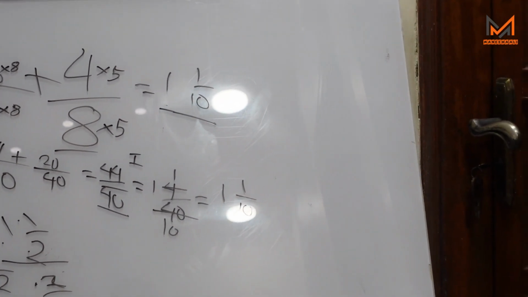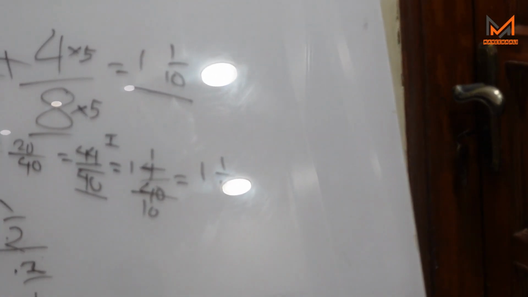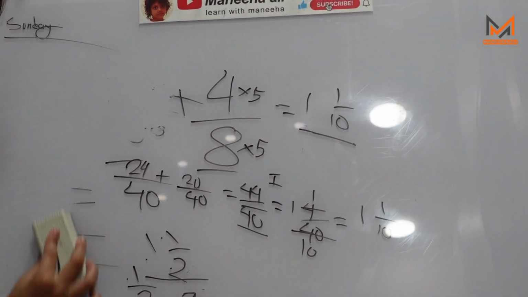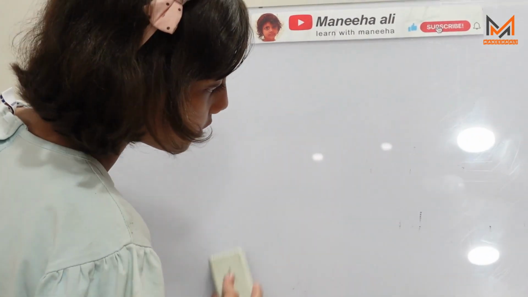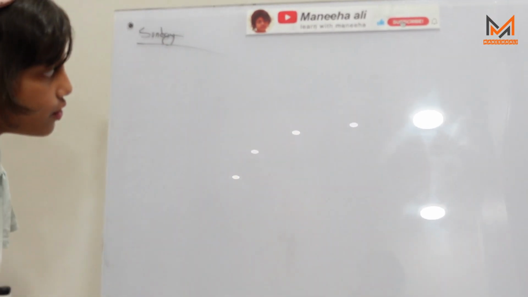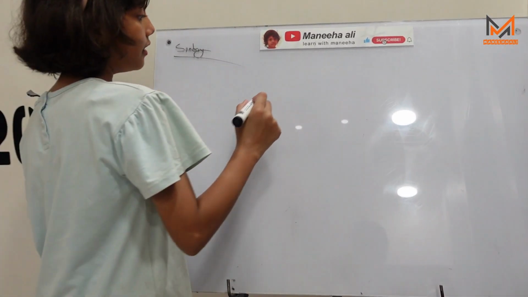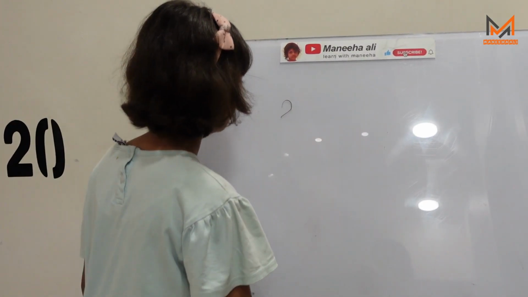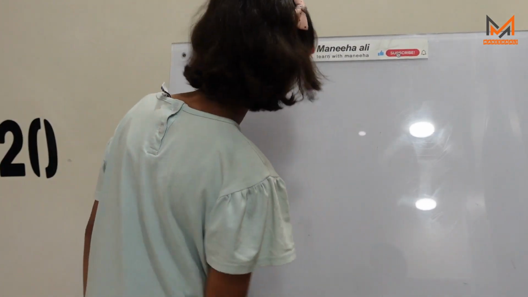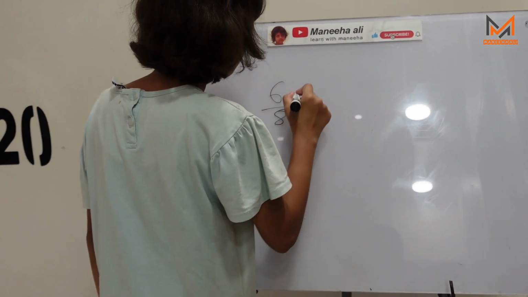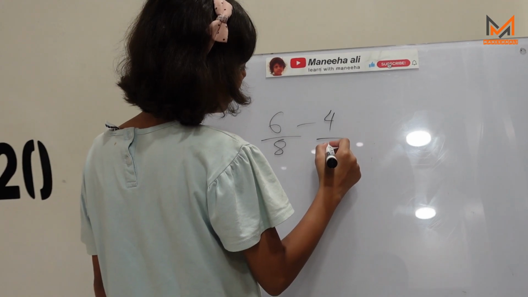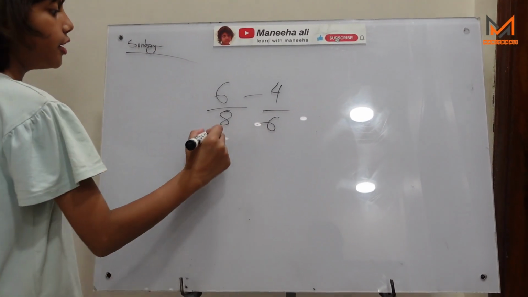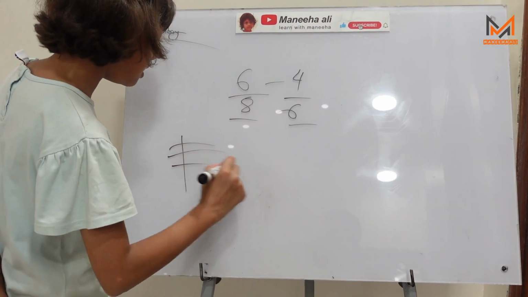Now I'm going to tell you about subtracting fractions. Let me erase the board. Okay, now let's start. Subtracting fractions is pretty easy because you have learned adding fractions. Now let me take a bigger number: 6/8 minus 4/6. Now we're going to make the denominators the same by taking out the LCM.